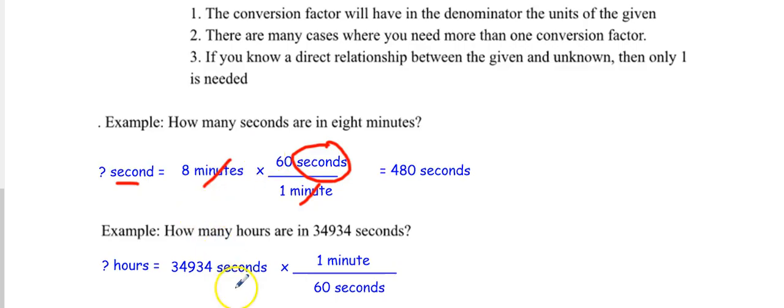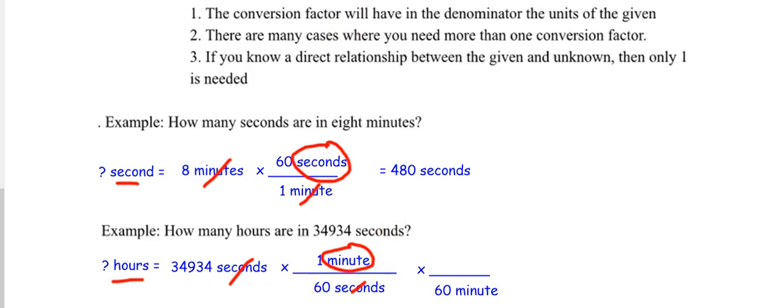Now let's see what happens. Let me use my red again, and I'm going to cancel out seconds. What unit is on top? It's minutes. Is that what I want? Nope, I've got to keep going. There are many cases where you need more than one conversion factor, and this is one of them. So what unit goes on the bottom? Well, what unit is still up here? I don't want minutes, I want hours. So I need to get rid of minutes, so minutes goes on the bottom. So I can cancel those out.